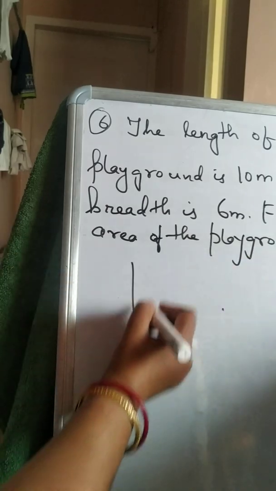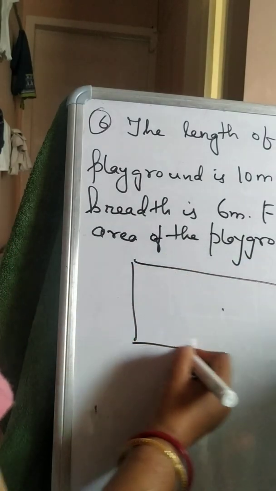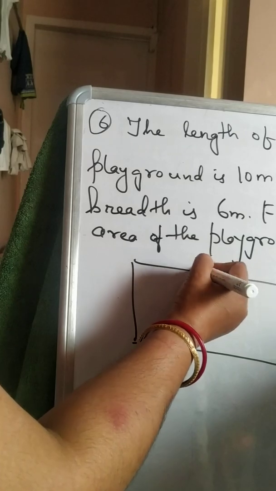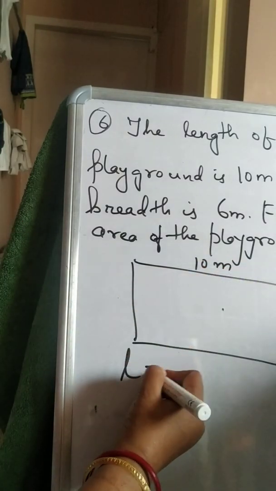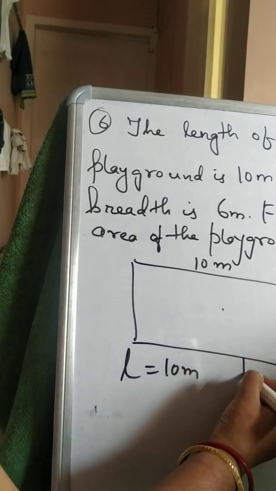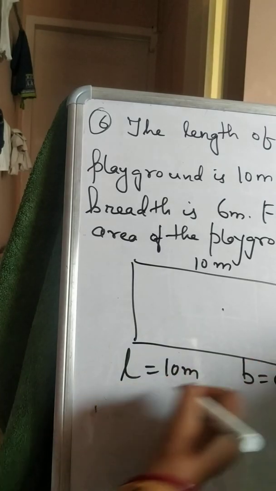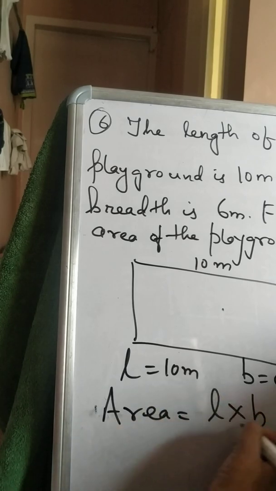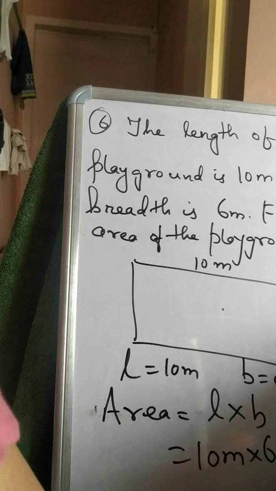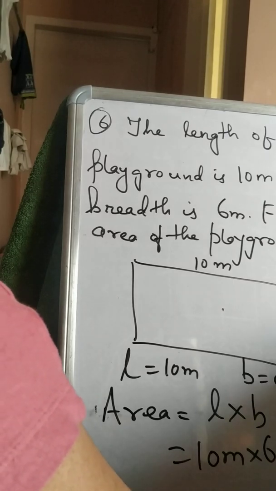So here this is the playground, rectangular shaped playground, and length is 10 meter, breadth is 6 meter. So here area is equal to length into breadth. So it is 10 meter into 6 meter, that is 60 square meter.